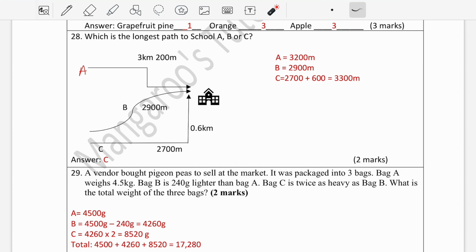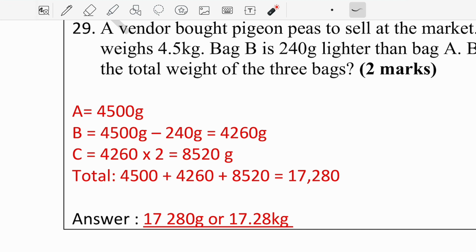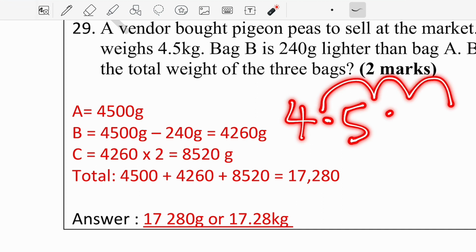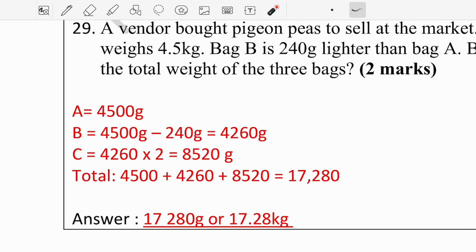Next, a vendor bought pigeon peas to sell at the market. It was packaged into 3 bags. All right, so bag A is 4,500 grams. If we convert the 4.5 kilograms, 1, 2, 3, multiply by 1,000, we'll get 4,500 grams. Right?